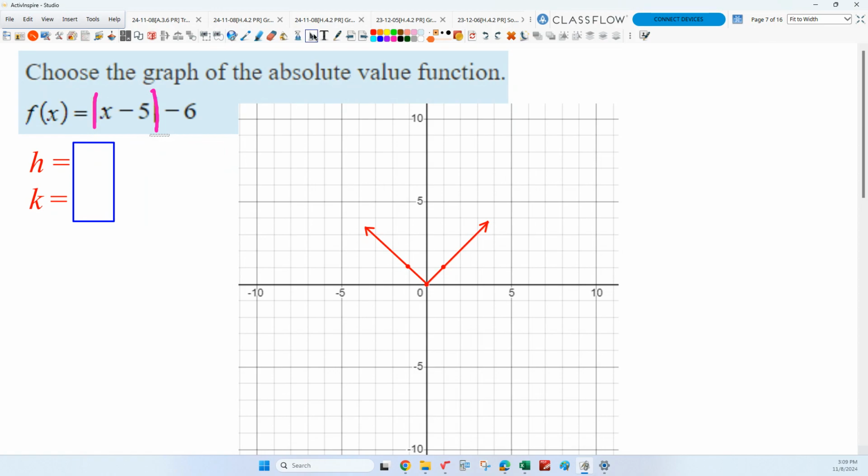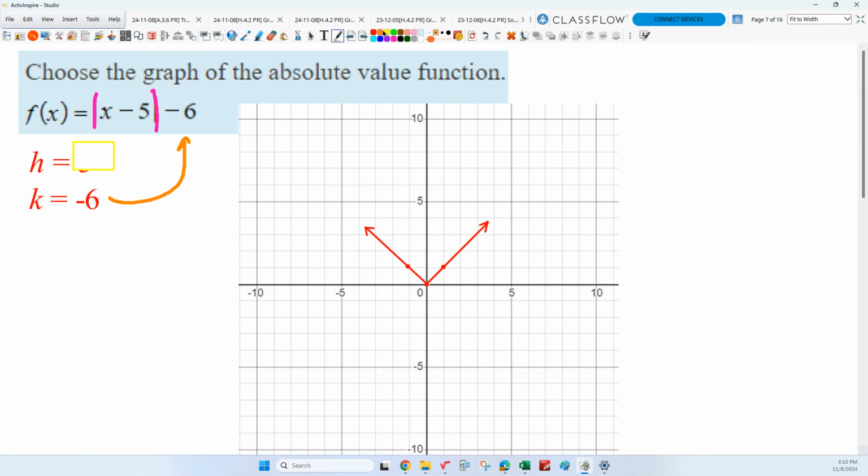Okay, so I want you guys to tell me now, first of all, what's the value of k? Negative 6, because that's the number that's being added outside the function. So k is negative 6, and we know that because that's my k right there.